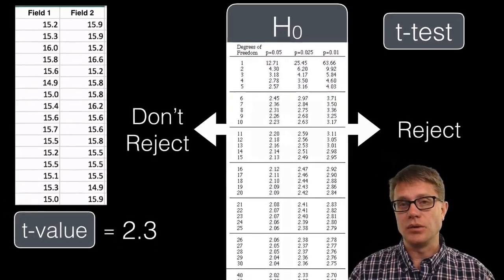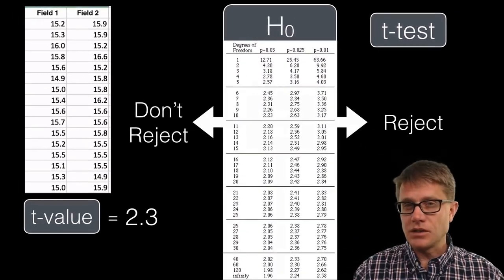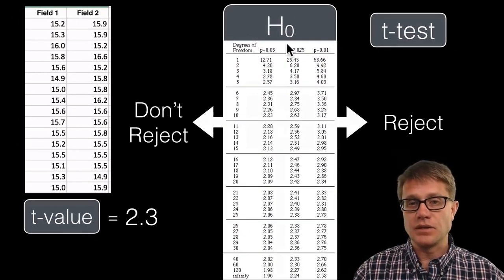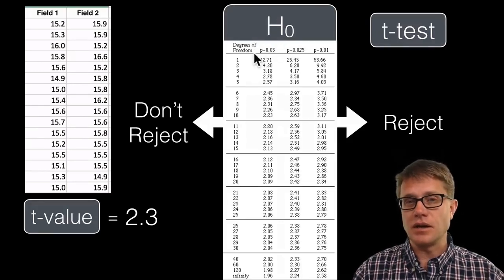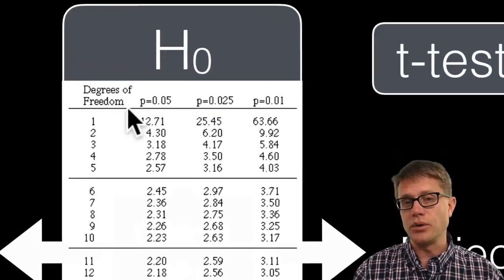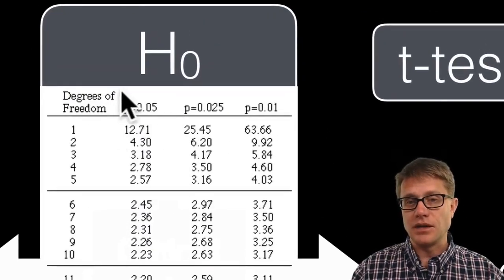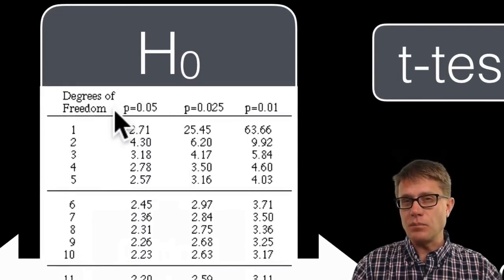We'll use a t-table that looks like this. It looks confusing, but it's really not that bad. So this would be for a two-tail test, and I'll show you what that means in just a second. The first thing you have to know is what probability are we going to use. Generally in science, we'll use the 0.05 probability. So that's going to be this column right here. What does that mean?